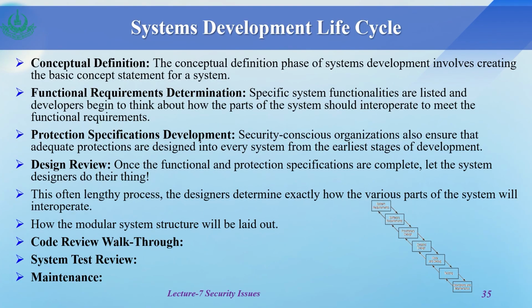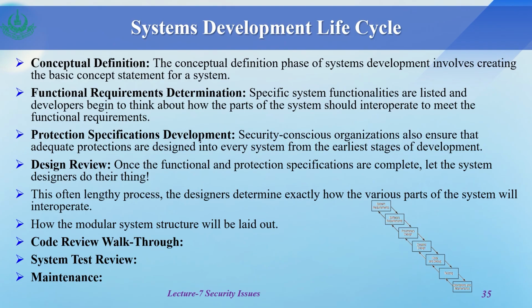The software system development life cycle includes conceptual definition. The conceptual definition phase of system development involves creating the basic component or basic concept statement for the system for security reasons. Functional requirement determination: specific system functionality is listed, and developers begin to think about how the parts of the system should interoperate to meet functional requirements.